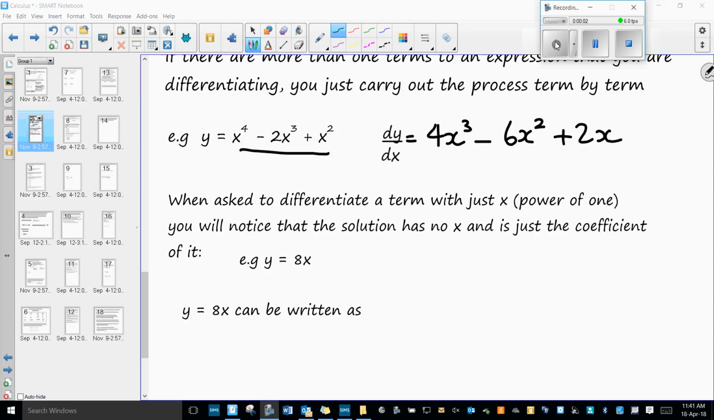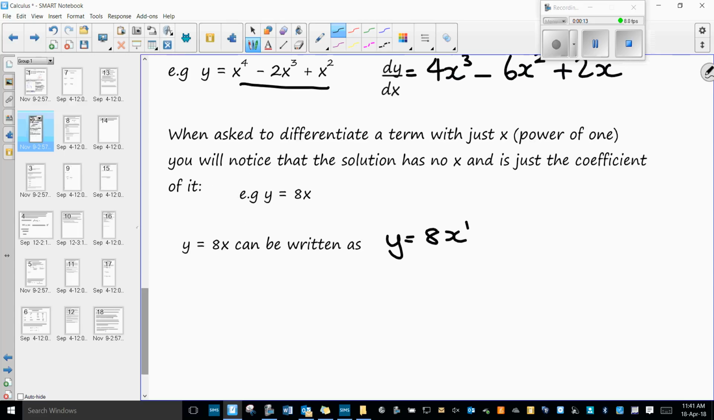I can write that as y equals 8x to the power 1. You agree? It's the same. So now I'm going to differentiate. My rule is the same. So dy dx is going to be 1 times 8x to the power... What's 1 take away 1? 0. Okay? But what do we know about x to the power 0? Yeah, it's 1. So my answer is going to be 8.